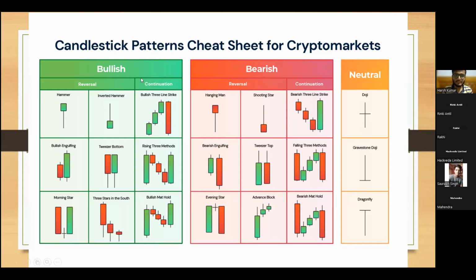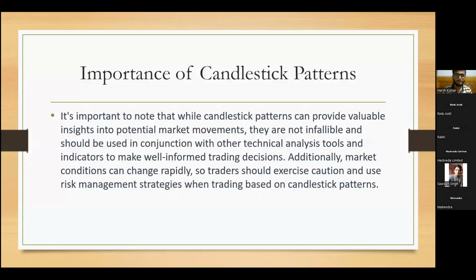So as one can see, these are the bullish patterns, meaning the market will go up like a bull, and here the bear will decrease the prices of the shares. And these are the neutral patterns that can't predict whether the share price will move up or down. That is basically doji or dragonfly.